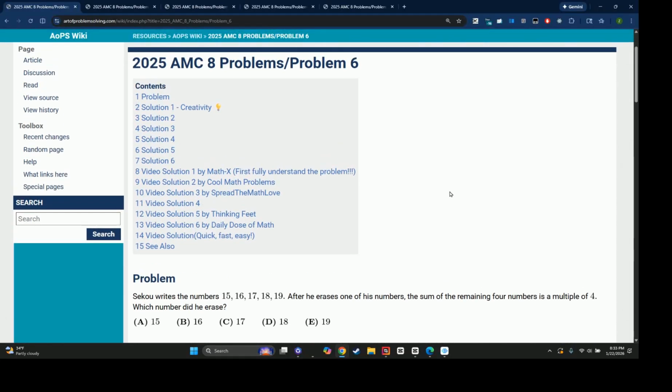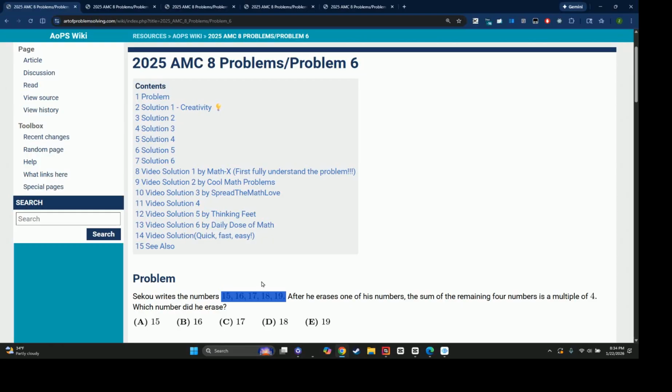First problem, Seagull writes the numbers 15, 16, 17, 18, 19. After he erases one of his numbers, the sum of the remaining 4 numbers is a multiple of 4. Which number does he erase? First of all, we see that numbers that are divisible by 4 have to end with a 2, a 4, a 6, an 8. Those are the only numbers that work.